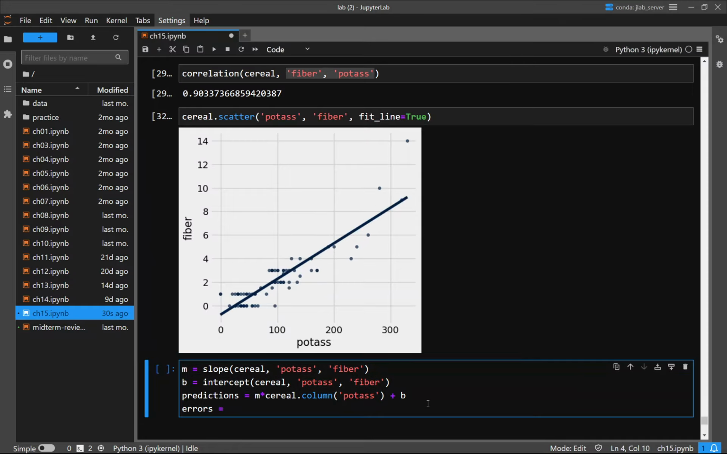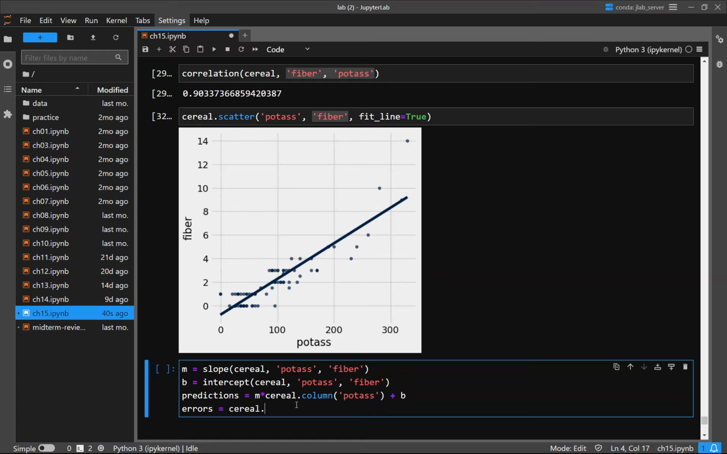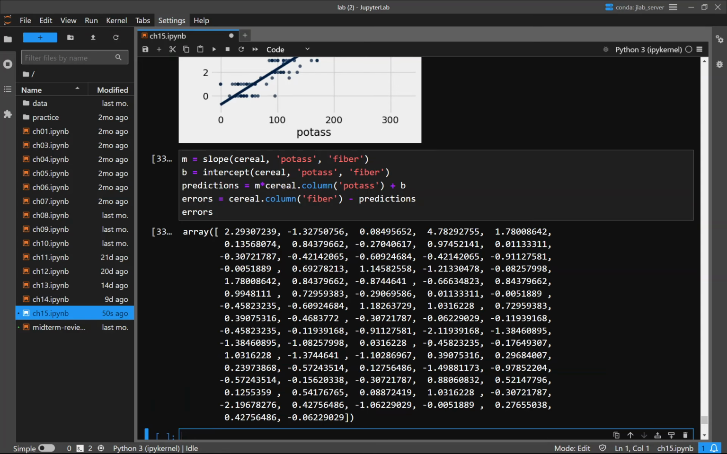The error values are just like take the Y column, the values that we're predicting, the fiber column, and subtract the predicted values for fiber. And that's what we're getting from our best fit line. So those are our errors. You can look at them if you want to. Here they are. They're decently small because it's a highly correlated thing.